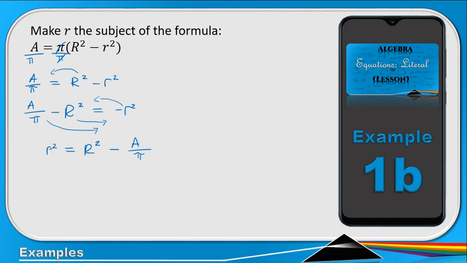To get rid of a square, you take the square root basically, and what you do on the one side you have to do on the other side. So these cancel, and you're left with r equals the square root of R squared minus a over pi.